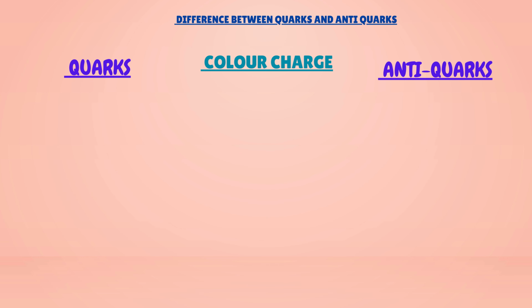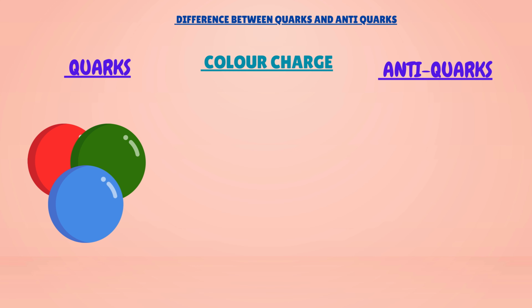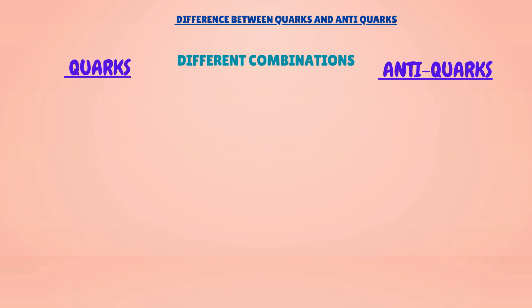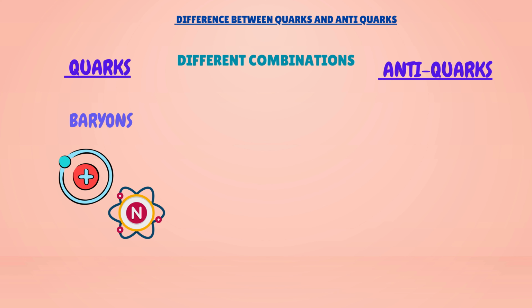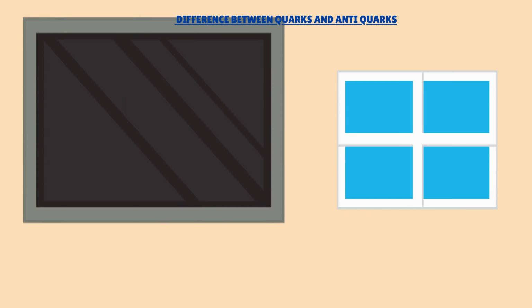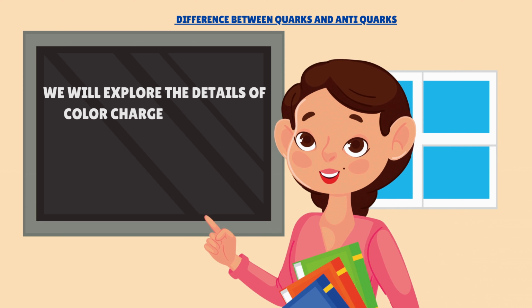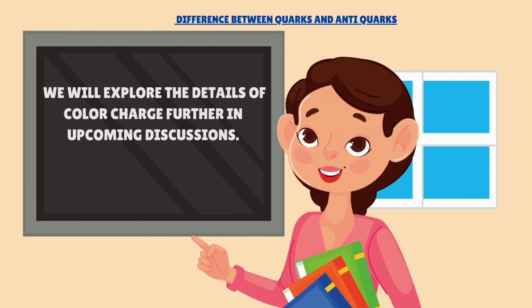Color charge: quarks also carry a property known as color charge, which is related to the strong force. Quarks can have one of 3 color charges: red, green, or blue. Antiquarks carry the opposite color charge: anti-red, anti-green, or anti-blue. Combination of quarks and antiquarks: quarks combine in groups of 3 to form baryons, like protons and neutrons. Antiquarks combine with quarks to form mesons, which are another type of hadron. We will explore the details of color charge further in upcoming discussions.